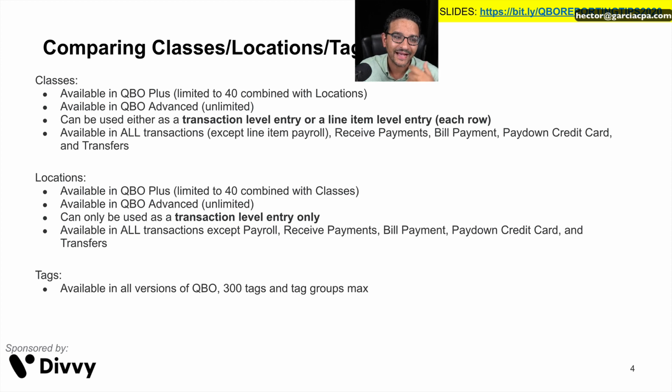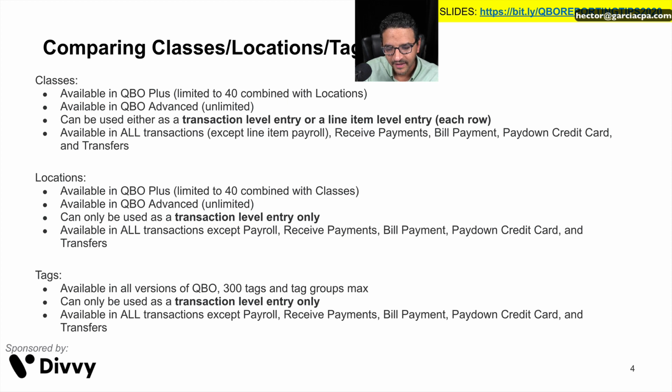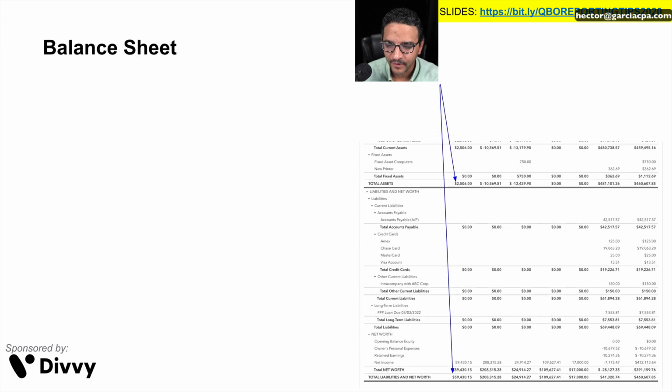The problem is tags is very limited on reports. Okay, tags can only be done transaction level, very similar to the way locations work. In many ways, I would say tags and locations are very similar, and tags can be used anywhere except for payroll, receive payments, bill payment, pay down credit card, and transfer. So that's a sort of a common theme across these, because they're balance sheet only transactions, and typically most of these things are for the purpose of a profit and loss type of report.